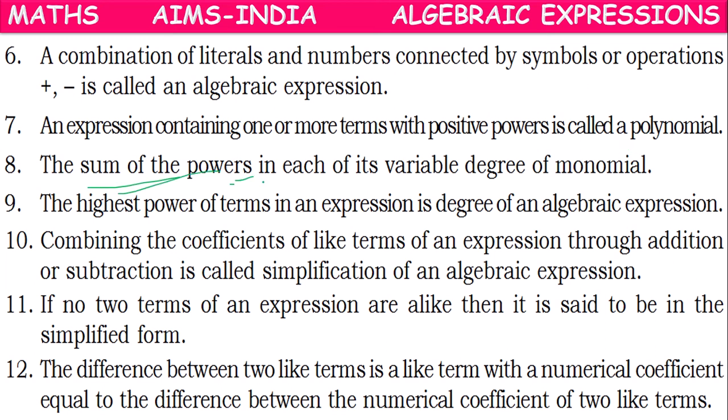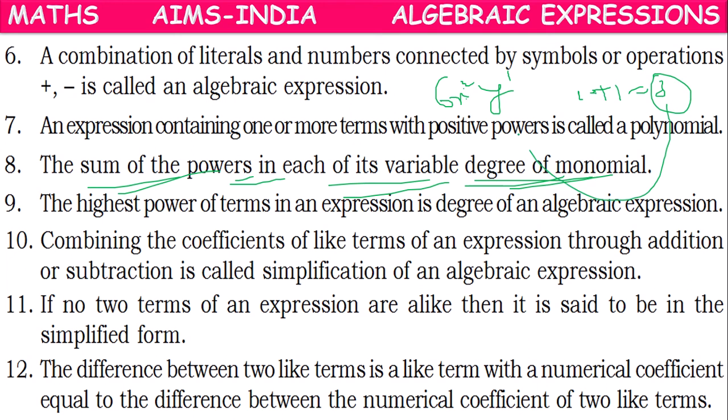The sum of powers of each of its variables is called the degree of the monomial. Suppose we have 6x square y. Here x power is 2, y power is 1. The sum of all powers, 2 plus 1, is 3. This is the degree of the monomial.